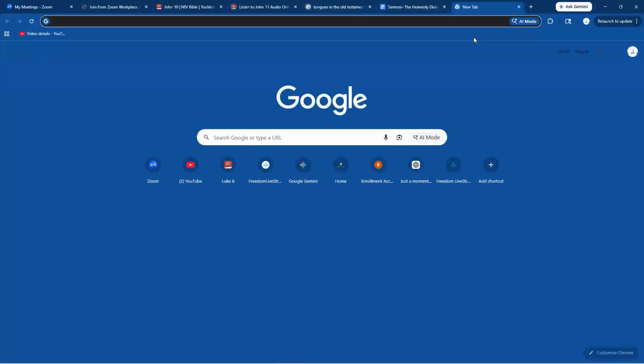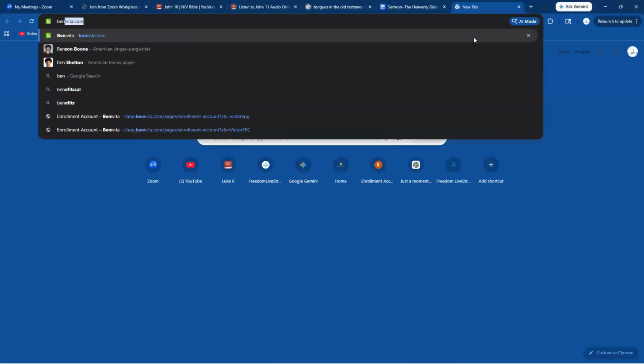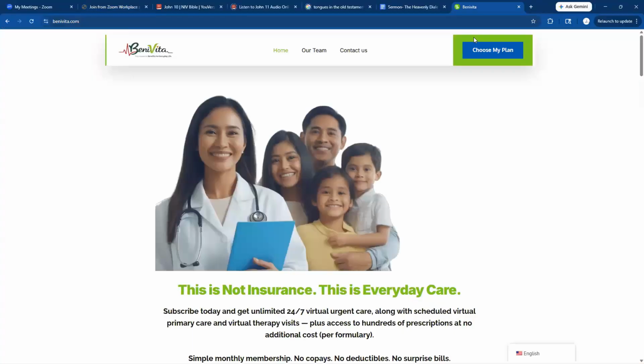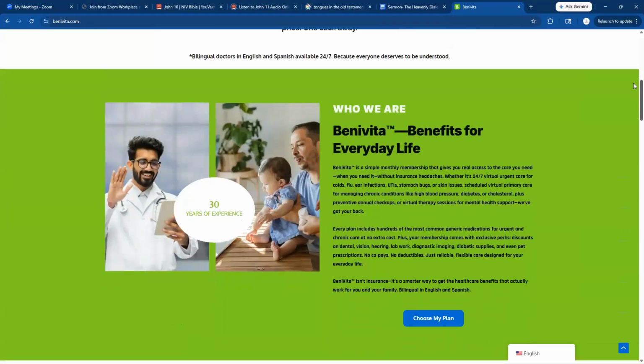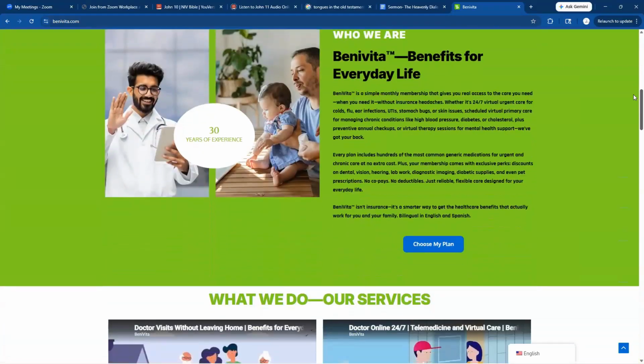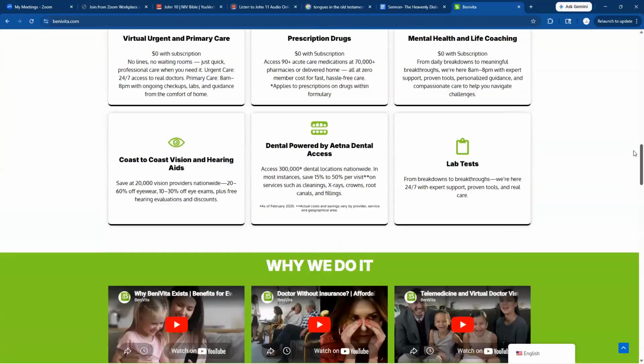So let's go to the website, benivita.com. And what you notice is that our comp plan is actually on this website. We just need to click something and I'll take you. So this is a website that you're going to give a customer when they sign up. And if you give them the ambassador link, it just takes them straight to your link to sign up as an ambassador. So these are different things that we have.